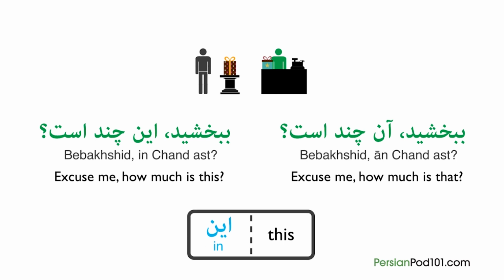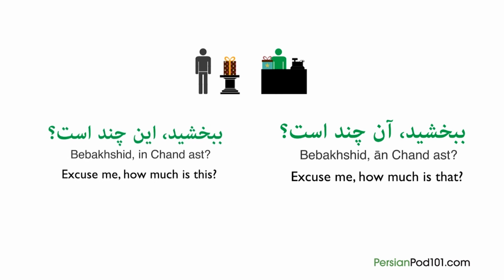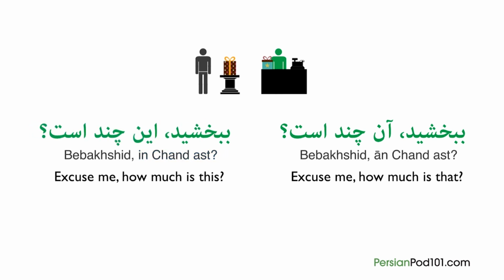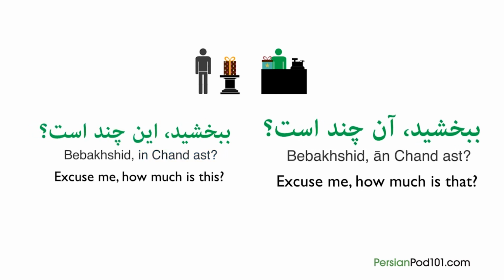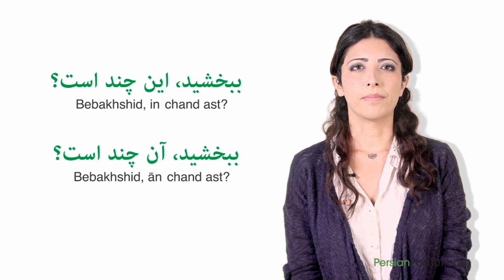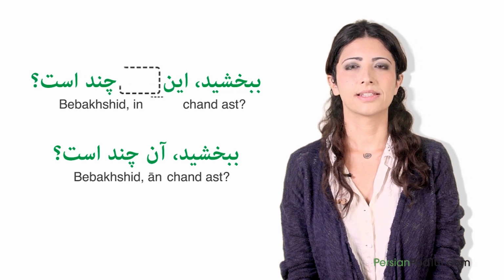This, in, that, on. How much is this? In chand ast. How much is that? On chand ast. Now, if you want to put an object in here, remember that you always put an object or a noun after this and that.